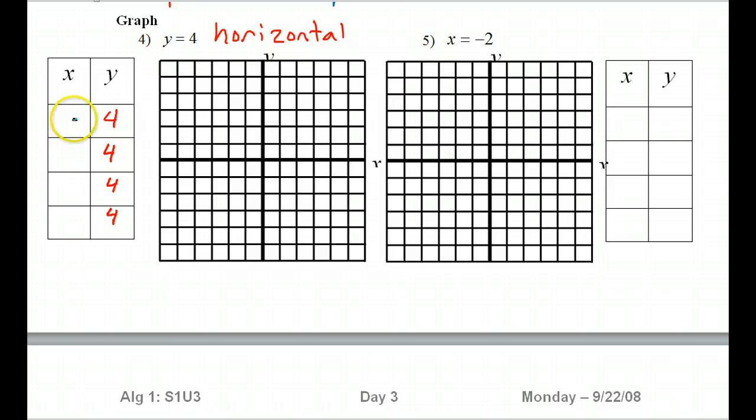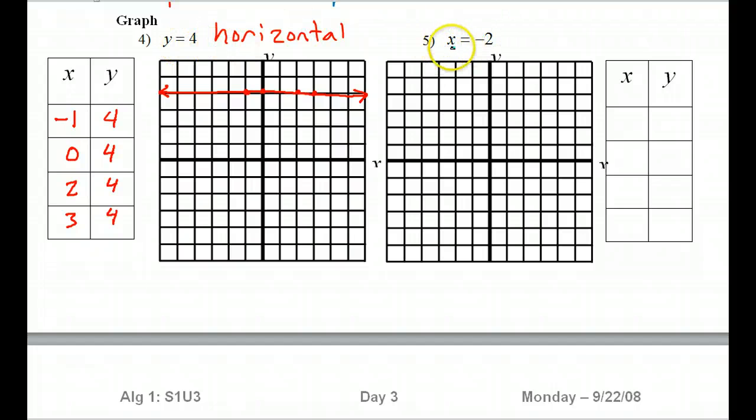So for example, we might have negative 1, 4, 0, 4, 2, 4, 3, 4. If I plotted these points, that would be like this: negative 1, 4, 0, 4, 2, 4, 3, 4. And you can see that is forming a horizontal line. Okay, that's another way of remembering how to graph these. Just pick a few points that have a y value of 4.